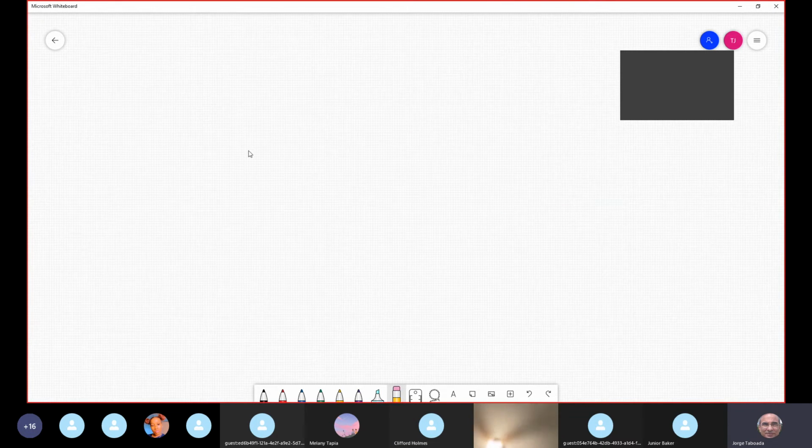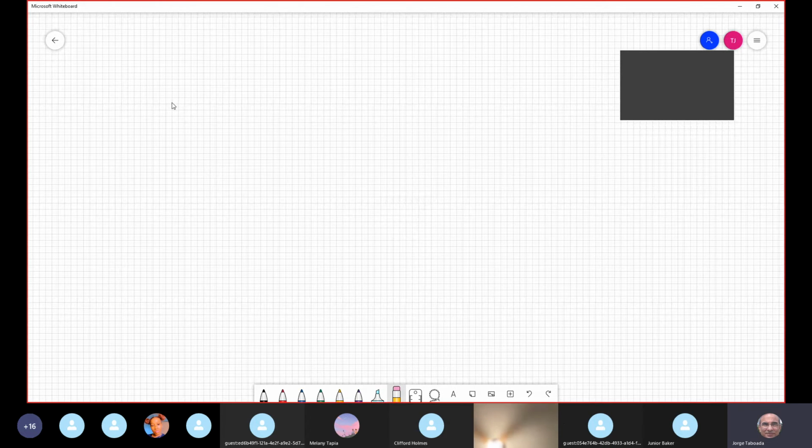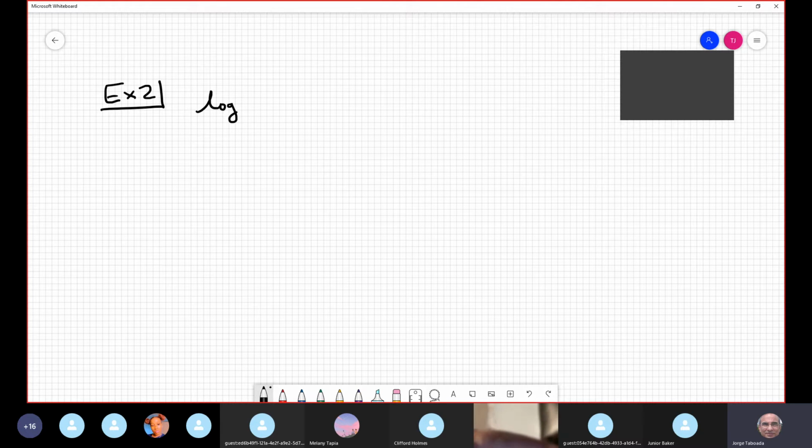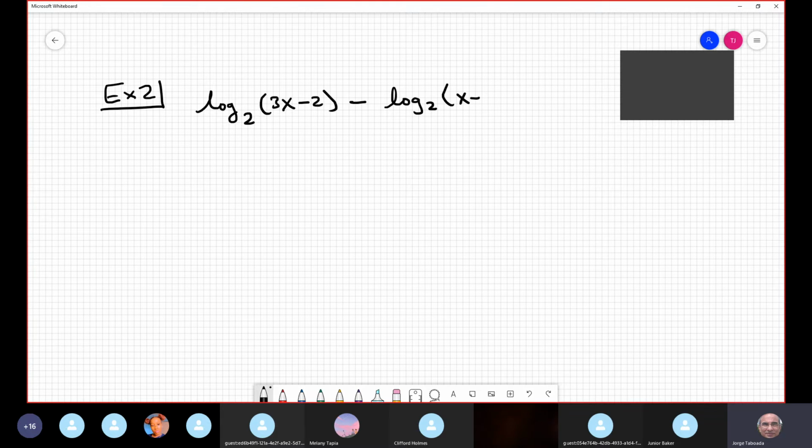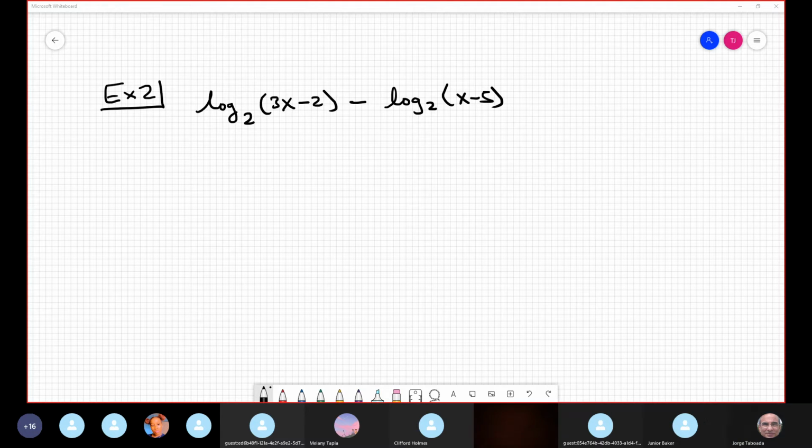Maybe you will feel more comfortable when I am doing this. Example 2 of the logarithmic equation. Guys, in the application, you see exponential and logarithmic equations, then you need to be strong. And in the word problem, nobody indicates the procedure. You need to know this procedure. Suppose it's given in the test something like that: logarithm of base 2 of 3x minus 2 minus logarithm of base 2 of x minus 5 is equal to 4. Solve for x.